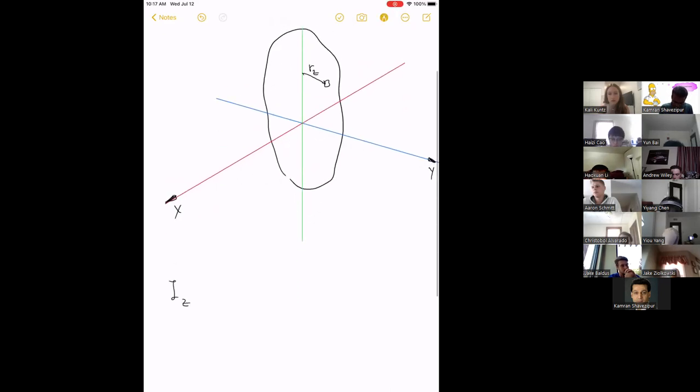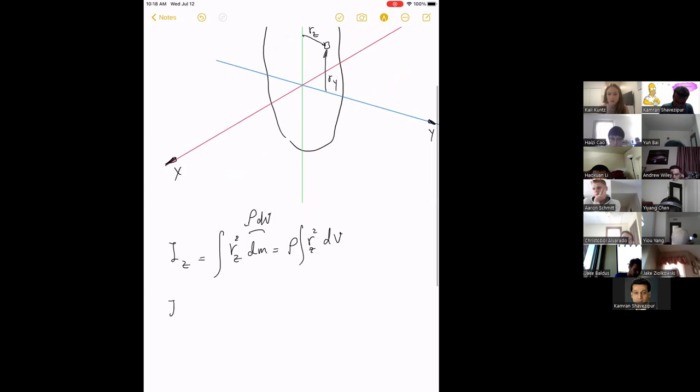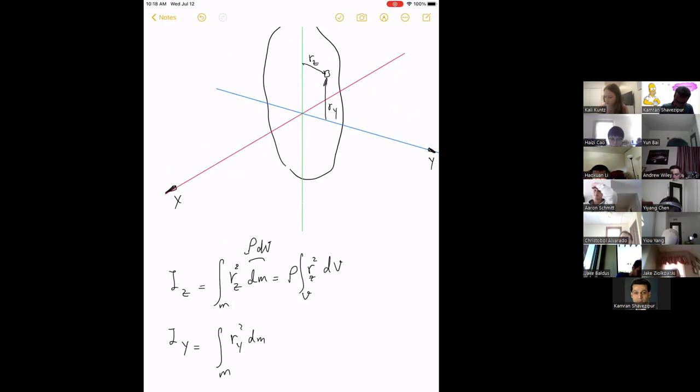If you consider this tiny element and you measure the distance from z, the moment of inertia is going to be the integration of r_z squared dm, or again, instead of dm you can write rho dV, right? And if rho is constant for a homogeneous material, rho times r_z squared dV. If I measure this distance from the y-axis, then it's going to be Iy, which is the integration of r_y squared dm over the entire mass, over the entire volume.